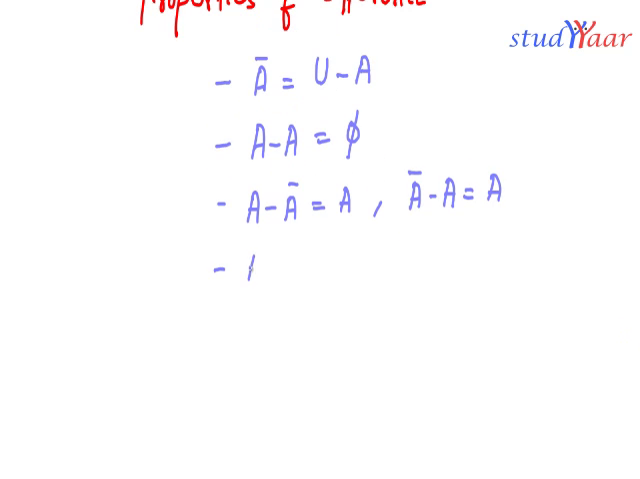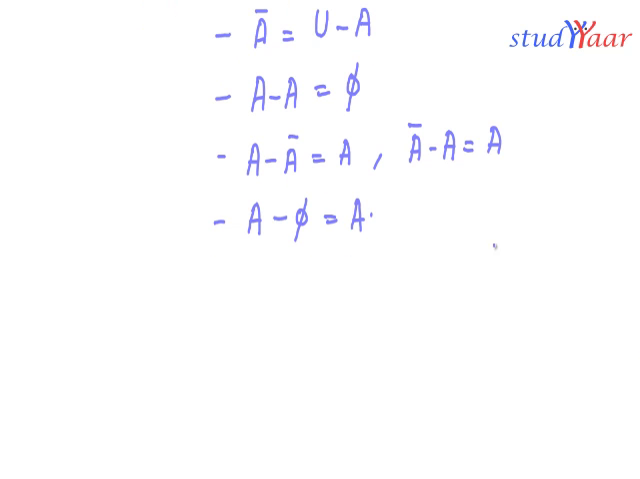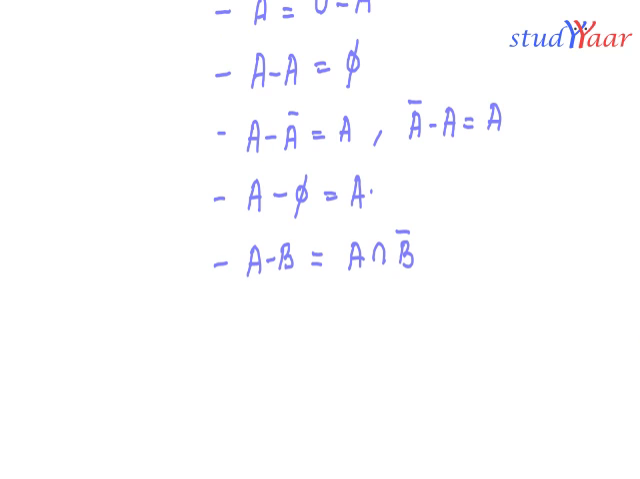Next property, we are going to see the difference of A and the null set is equal to A. Then we have difference of A and B is equal to intersection of A and complement of B. Another property that we have is A minus B is equal to B minus A if and only if A is equal to B.